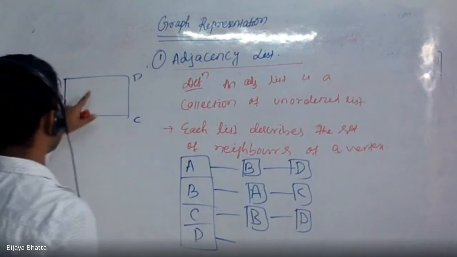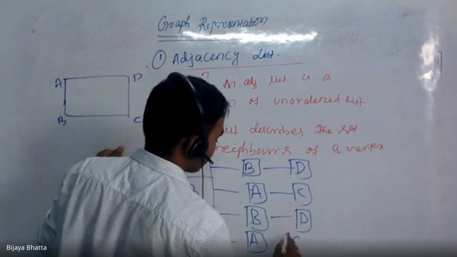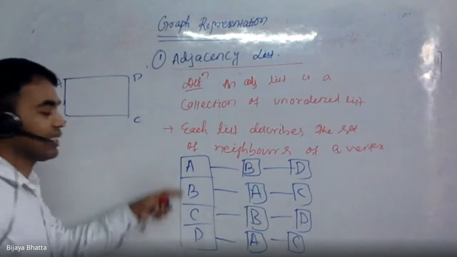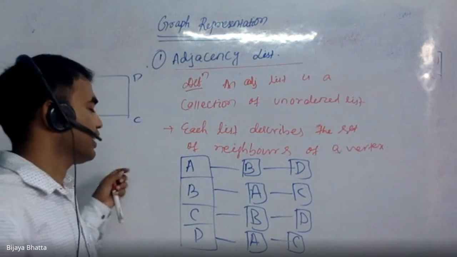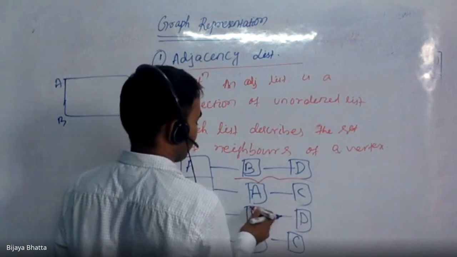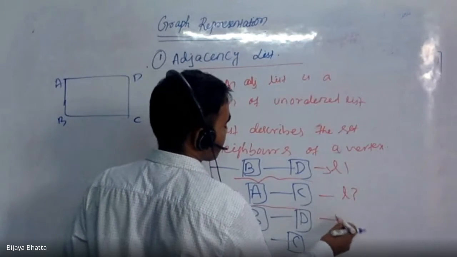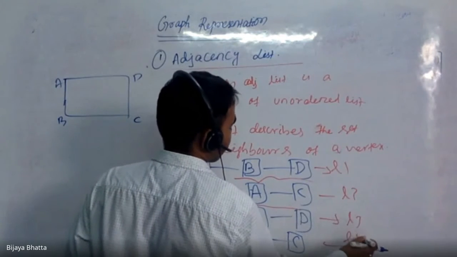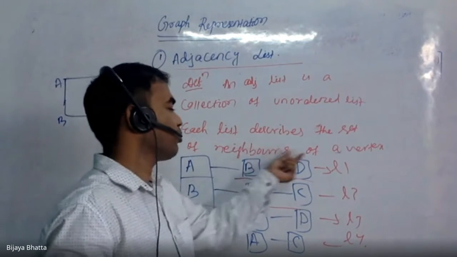Then D is connected to A and C. Okay, so these are unordered lists, right? If you look into this, they are not ordered, so they are unordered. This is list 1, L1, this is list L2, this is L3, this is L4. Each list describes the set of neighbors of a vertex.